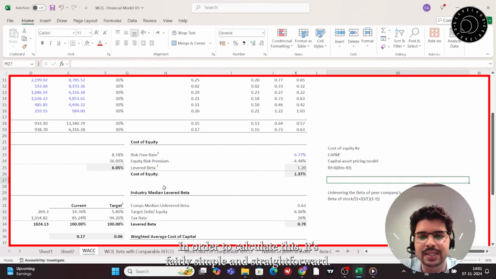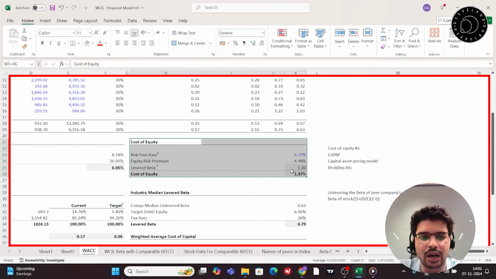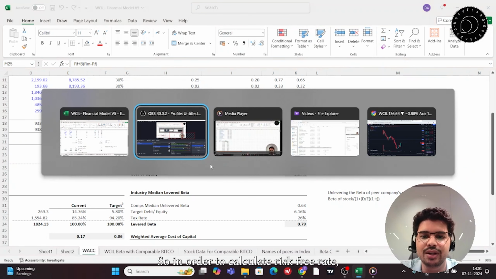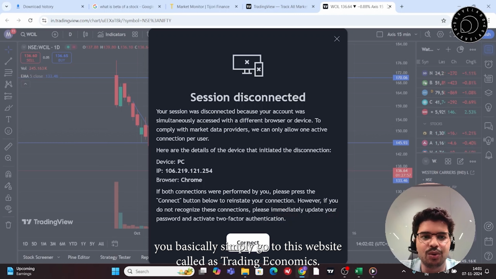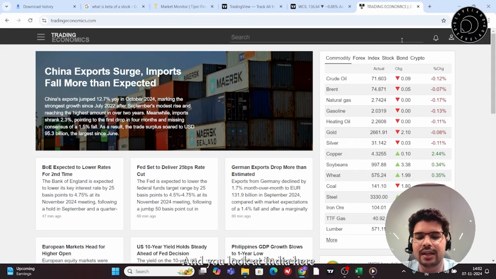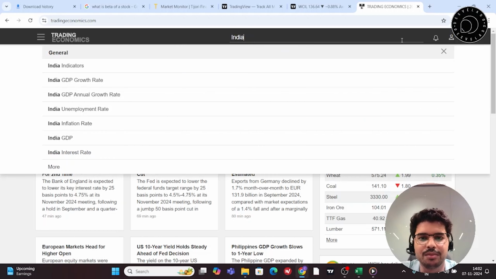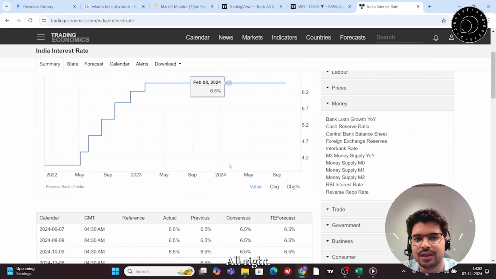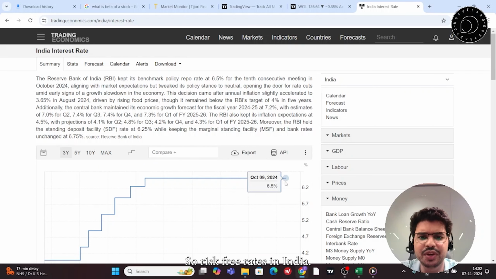In order to calculate this, it's fairly simple and straightforward. We'll first look at the risk-free rate. To calculate the risk-free rate, you simply go to this website called Trading Economics, and you look at India here, because this is an Indian company, and we look at interest rates. All right, so risk-free rates in India.